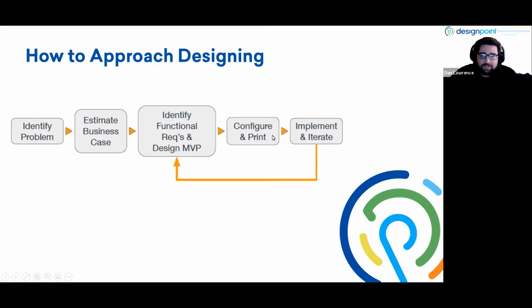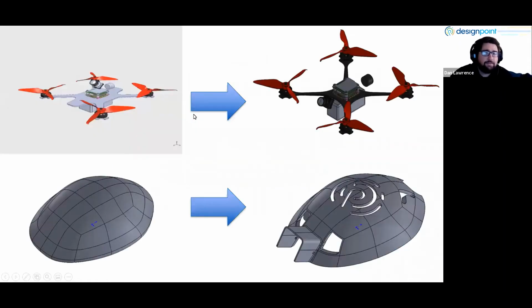And once you print it, you're going to implement and iterate, and most likely have a very fast cycle to iterate that. It's one of the main draws to 3D printing: rapid prototyping. But let's move on to identifying our functional requirements. Like I said, you're going to have some revisions that you're going to be doing in the design phase.